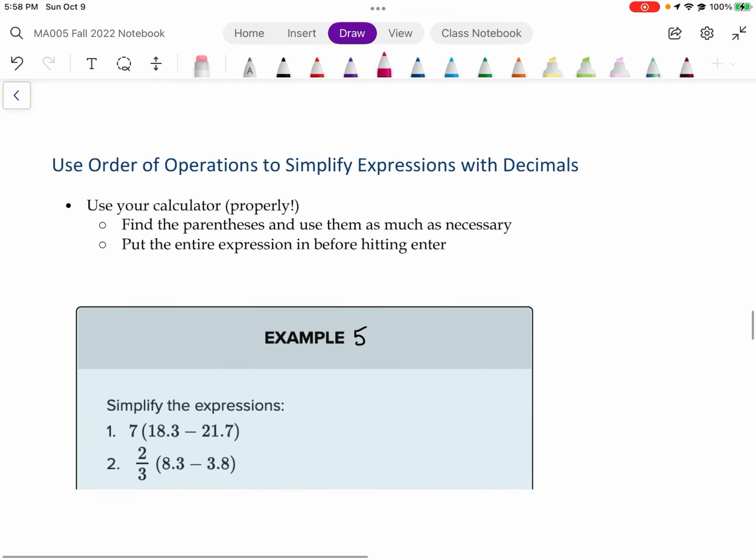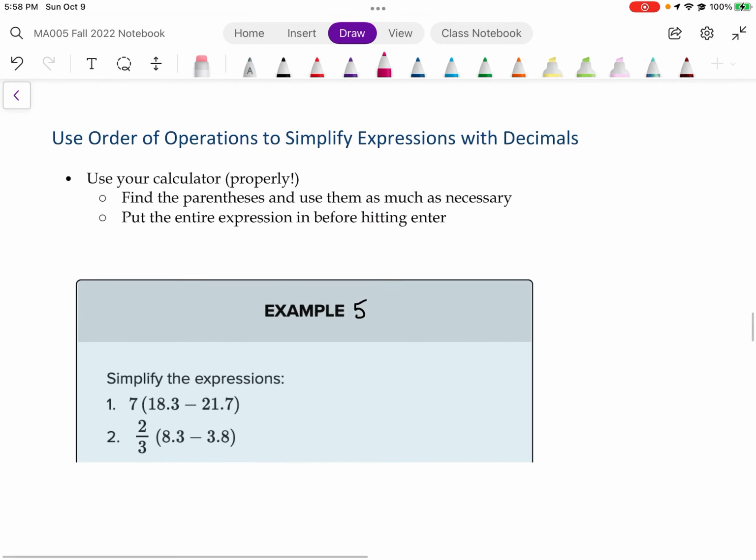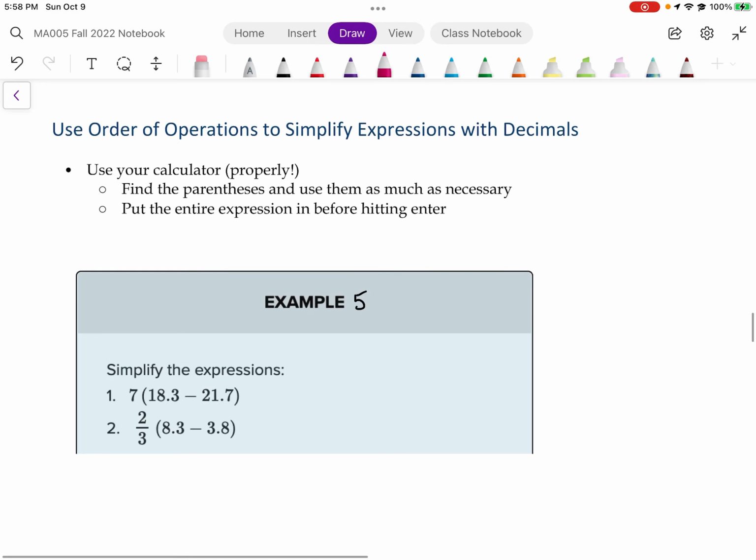All right, use order of operations to simplify expressions with decimals. Use your calculator. Use it properly. Use the parentheses buttons and use them as much as you need to. Put the entire expression in and then hit enter. Don't do it piece by piece. Your calculator should have parentheses, unless you have a simpler calculator that doesn't have them anywhere. Then you don't have to do things in steps and you'll make way fewer mistakes. But let's estimate this first.